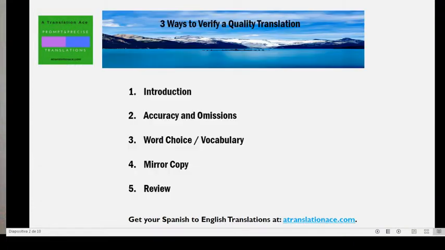After an introduction, we're going to look at these 3 qualities: accuracy and omissions, word choice and vocabulary, and a mirror copy.